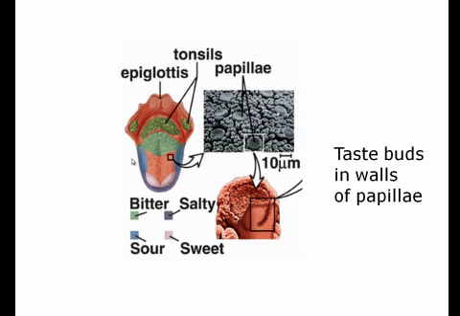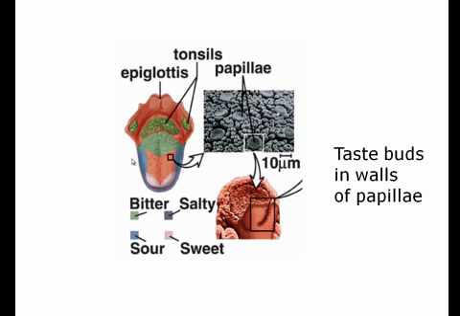Here's a diagram of the tongue. The tongue is covered with ridges, these small bumps which are called papillae, and the actual taste buds, we'll see on the next diagram, are located down along the walls of the papillae.